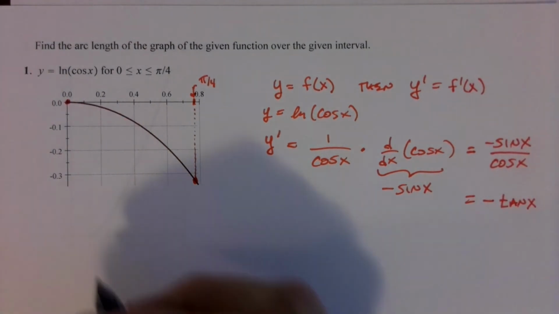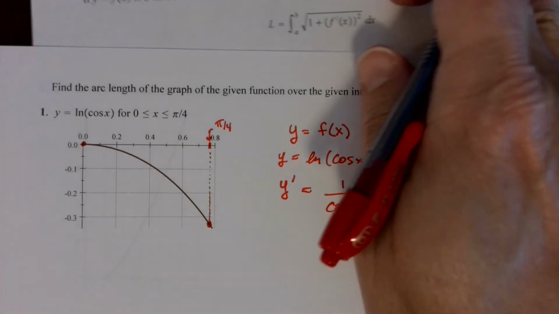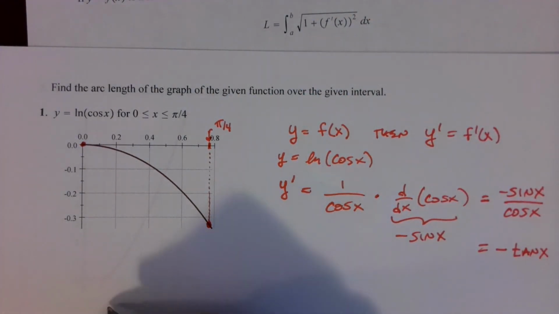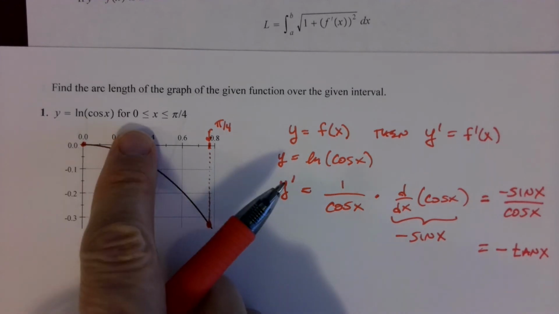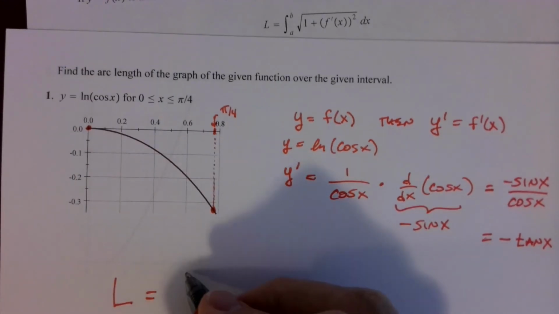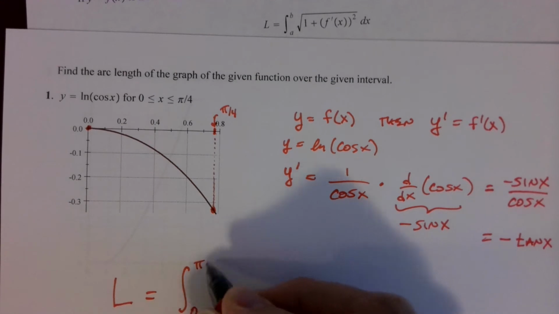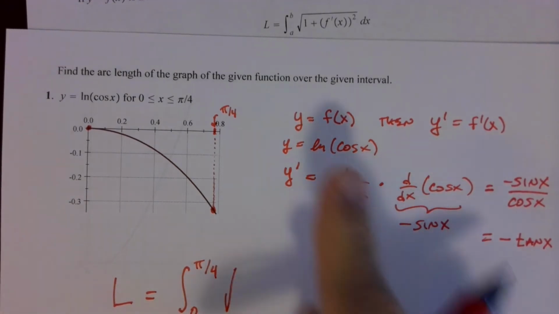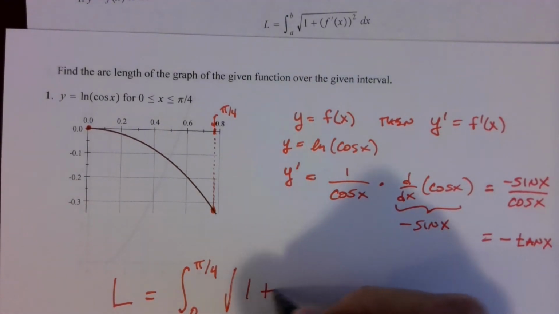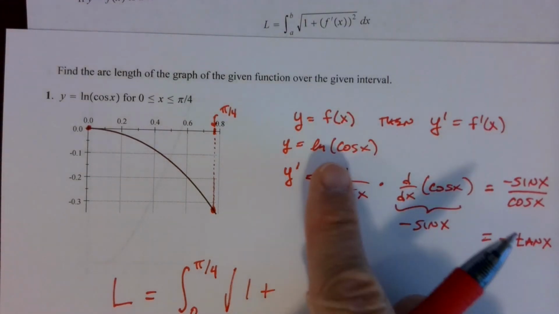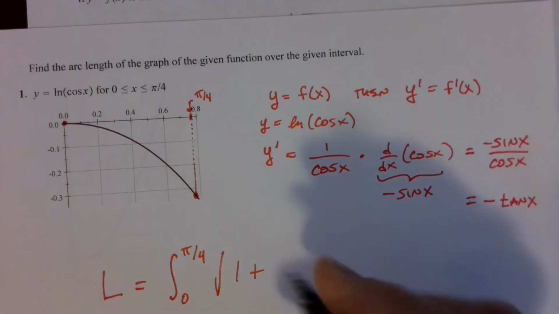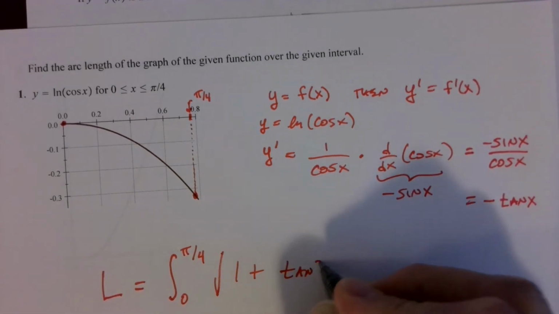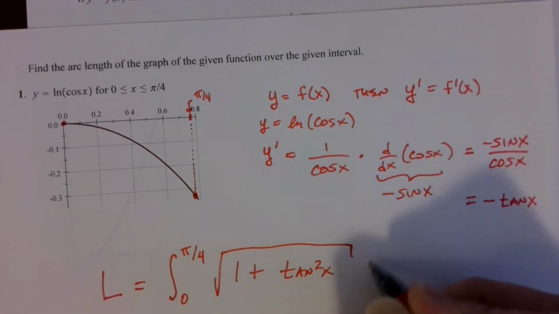Okay. So what is this arc length? Let's look at our formula up there, right? We're going to use this. The arc length L is from A to B. What is x going from? A is 0, B is pi over 4. Square root of 1 plus f prime of x, or in this case y prime squared. So if I square negative tangent x, what do I get? Positive tangent squared x.